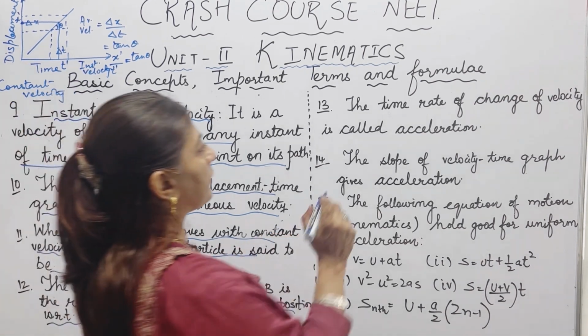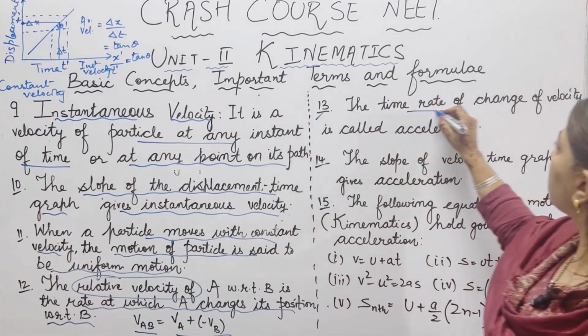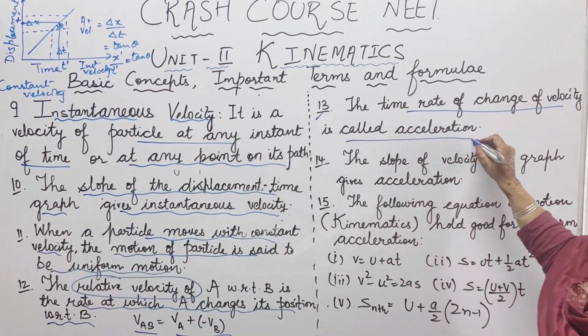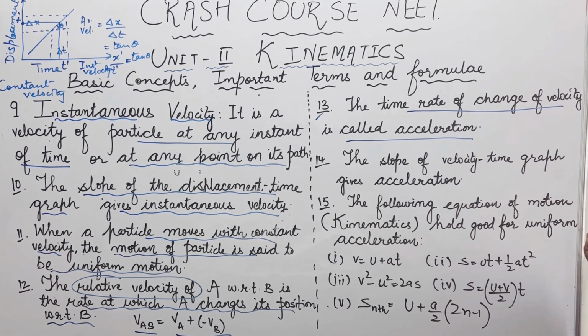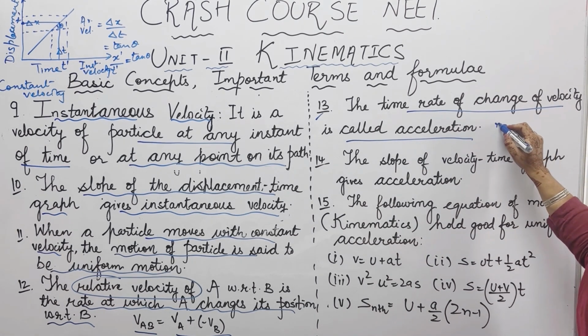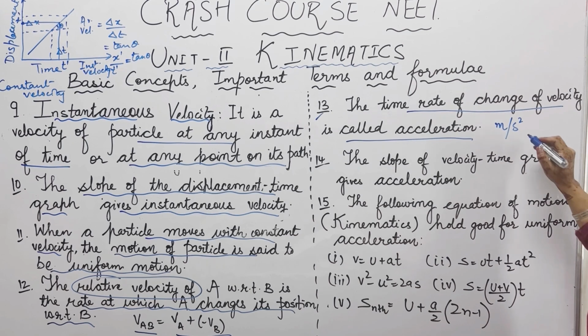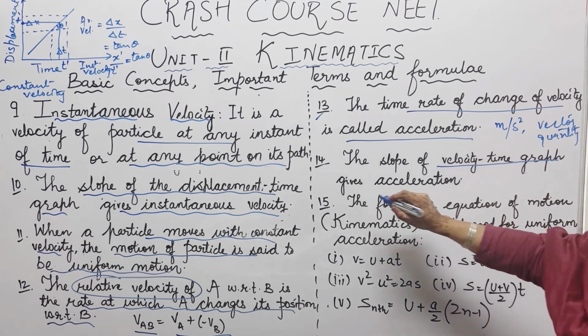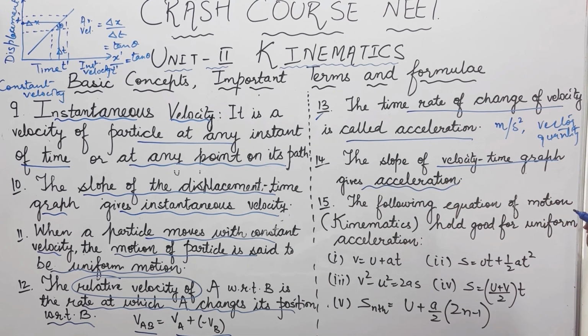The next is the 13th point. The time rate of change of velocity is called acceleration. The units are meter per second square, and it is a vector quantity. The slope of the velocity time graph gives acceleration.